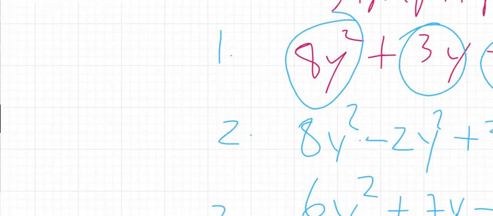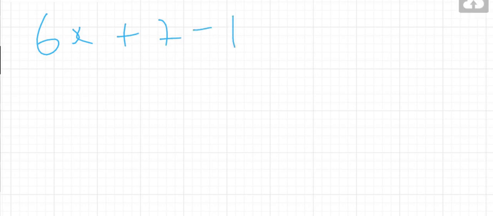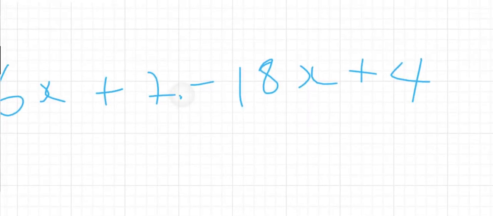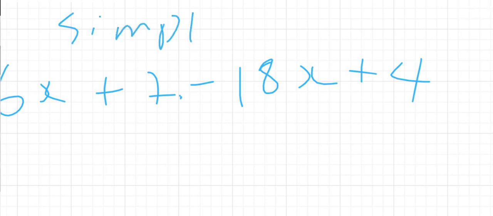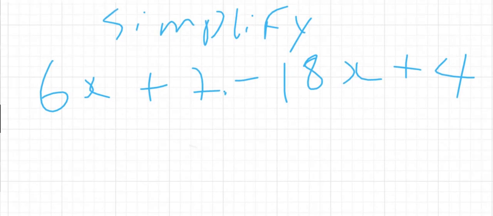Let us look at another example. So what if we have 6x plus 7 minus 18x plus 4? Now, how would we simplify this expression? Well, we can always work with the steps that you were just told that you could use. So we could actually identify the like terms. And what are the like terms in this expression? The x's are like terms.